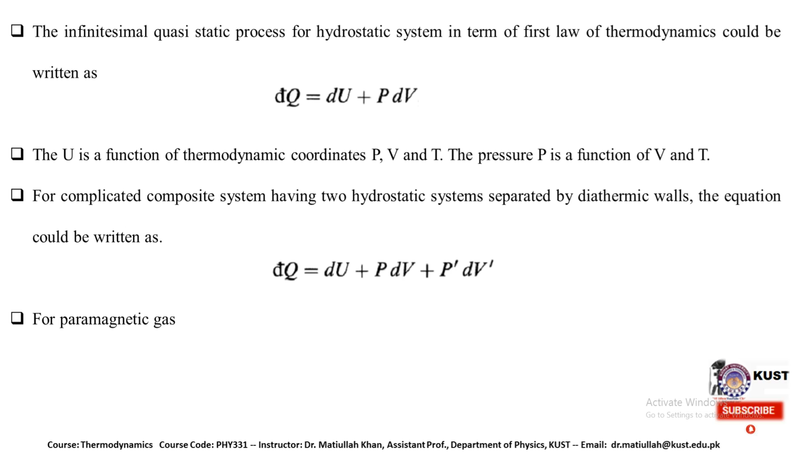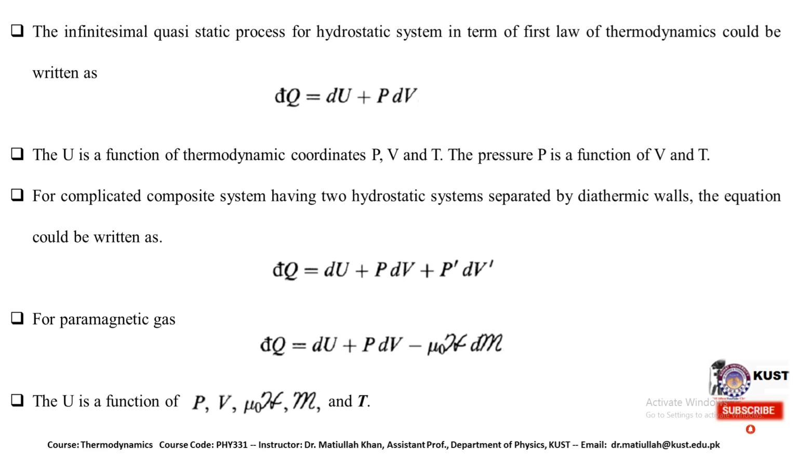If you consider the paramagnetic case, then the first law of thermodynamics in this special case could be written as dq is equal to dU plus PdV minus mu naught H dM. So in this case we can consider that U, the internal energy, is a function of P, V, mu naught H, M and T.